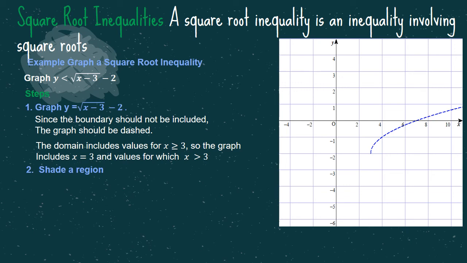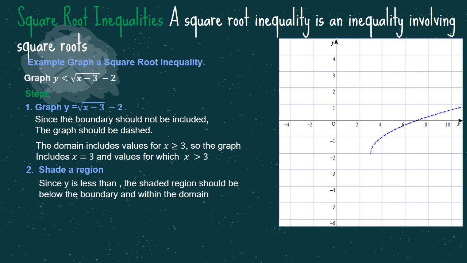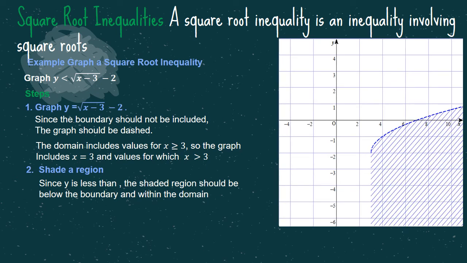In step 2, we need to shade a region. And what region should be shaded? Since y is less than, the shaded region should be below the boundary. So it should be this region, and within the domain, so it should include the values of the domain. The graph is going to look like this. What you need to do here is shade the region that is below, and respecting this boundary also. Remember that this point here has the value x equals 3. So when you make the shading, you should respect this, and all the values should be greater than 3. Consider these values here. And all this region is the region that is below the boundary.